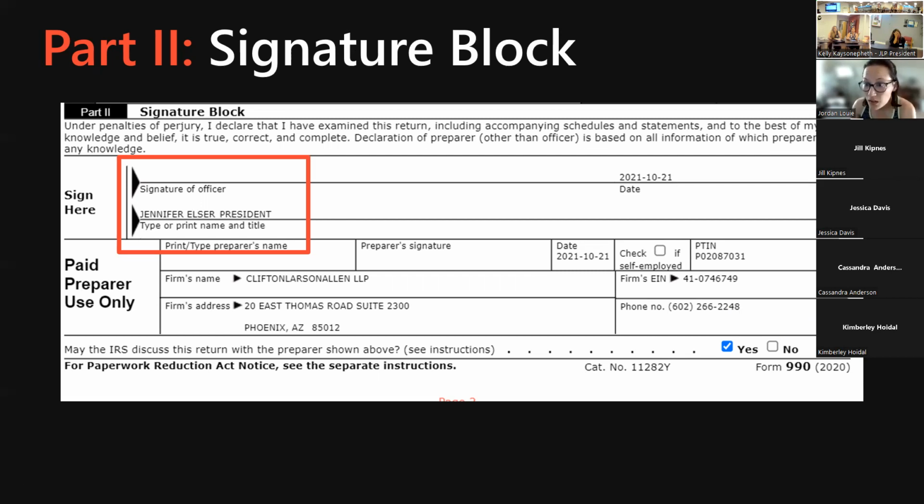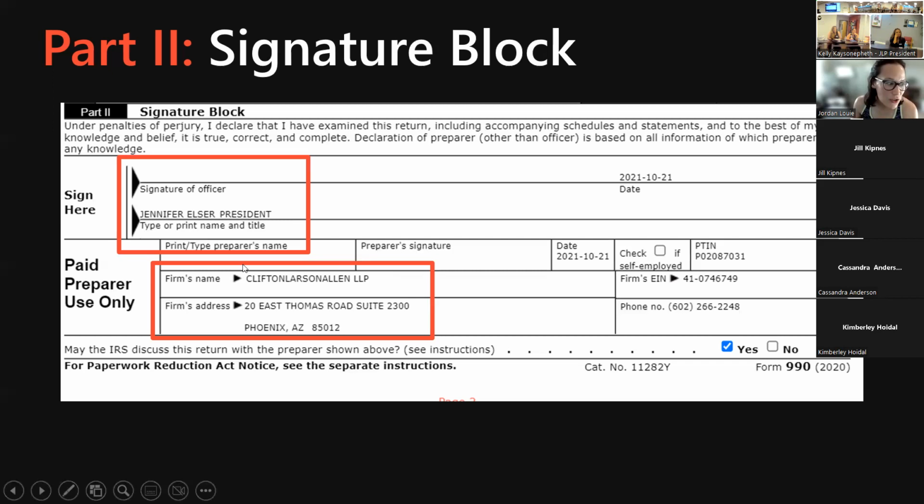Theoretically, this is a person who has oversight of the organization, likely up at the top of the page. They do actually sign the document, but it's redacted when it goes online. So Jenny did really sign the 990. You do want to check underneath, paid preparer use only.